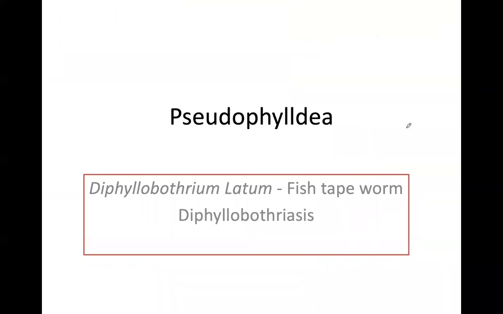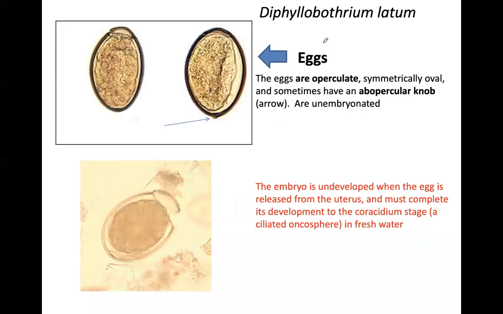Now, talking about pseudophyllidea, which includes D. latum, the fish tapeworm, this is slightly different. The eggs are operculated. I remember yesterday we were talking about operculums. So this is an operculum, and there's a little knob here, and they usually are unembryonated. So the embryo is underdeveloped when the egg is released from the uterus and must complete its development to the coracidium stage in fresh water. The operculum comes out and it develops to coracidium in fresh water.